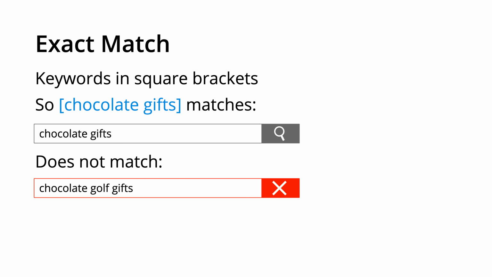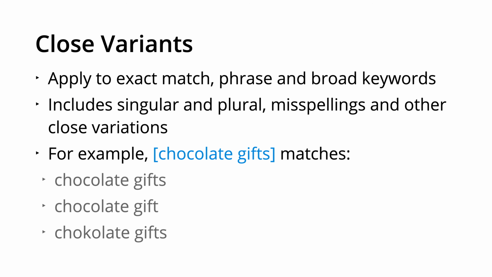It matches exactly. When we use exact match, phrase match, and broad keywords, it's important to understand that these will also match close variants. This means that Google Ads will automatically match singular and plural versions of our keywords, misspellings, and other close variations of keywords. For example, if we were bidding on the exact match keyword of chocolate gifts, then our ad would be displayed for people searching for chocolate gifts singular, and the misspelling of chocolate gifts. So remember, close variants will apply to your exact match, phrase, and broad keywords.